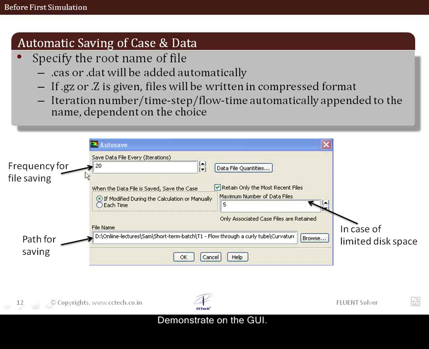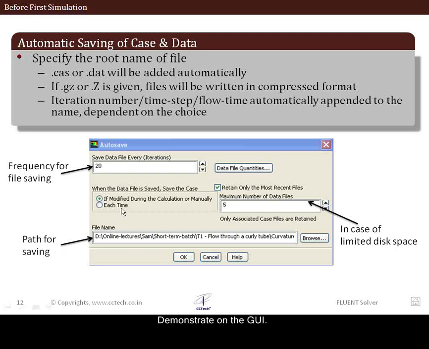In case, let's say, I don't want to save all the files every 20 iterations over the whole night or over the whole weekend. In that case, I can say, okay, fine, just save the last 5 files. So in that case, let's say I put in the figure here, retain only the most recent files, and I say 5. Then in that case, it will only save 5 data files at a specific time. So the sixth file will overwrite the first one. So in this way you can also have a good memory management.